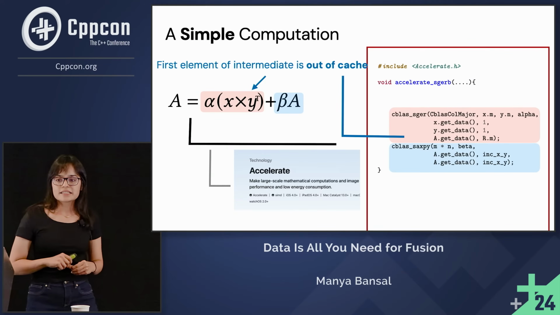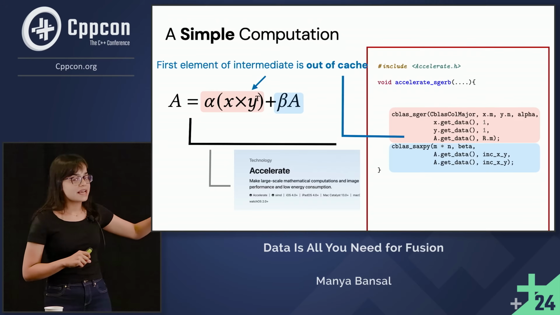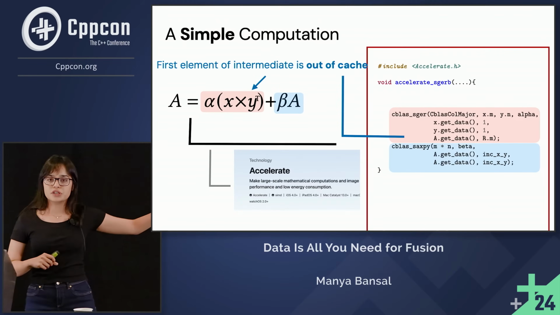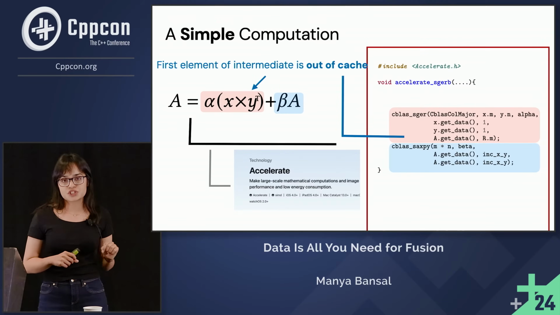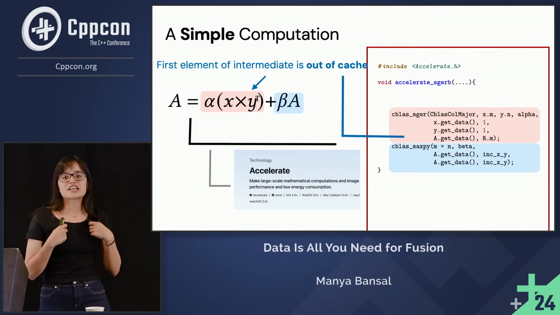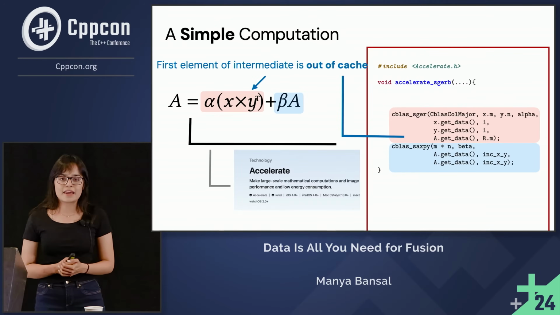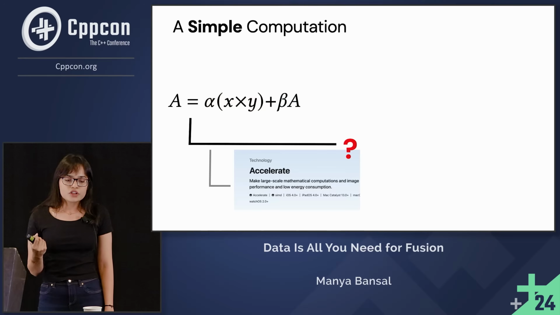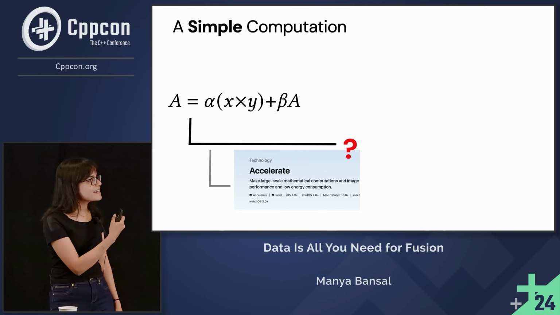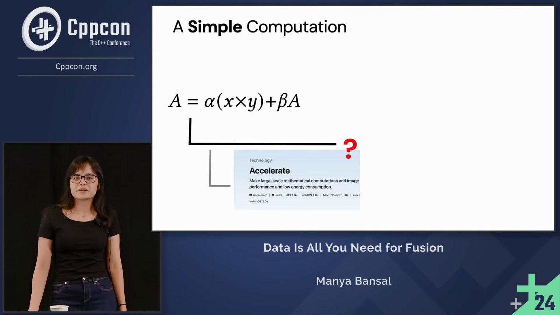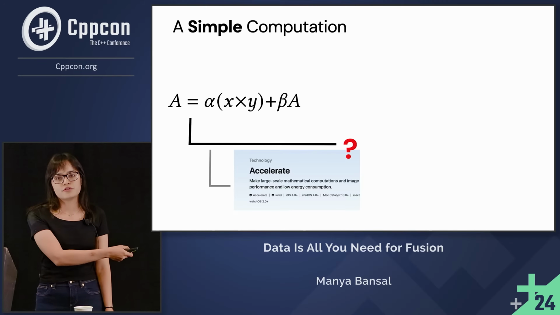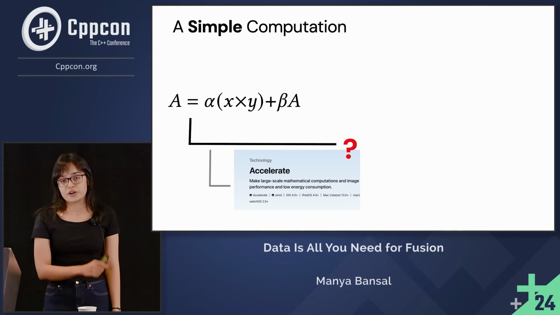And what I mean by that is that by the time you're ready to do that beta plus A addition, the first element of the intermediate you produced is already out of the cache. So you're going to experience a cache miss, and that's going to be problematic for you. So let's actually test out this theory. You might say, hey, that beta and that A is actually quite trivial. It's an element-wise operation. Why don't you just go and edit the accelerate implementation to do it for you?